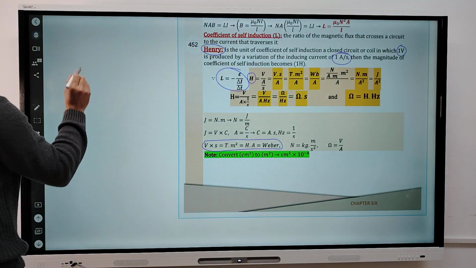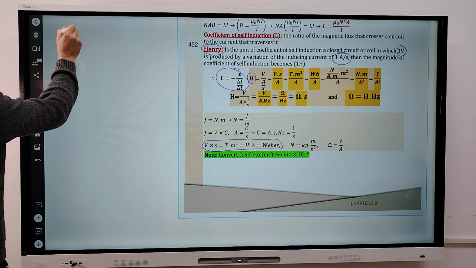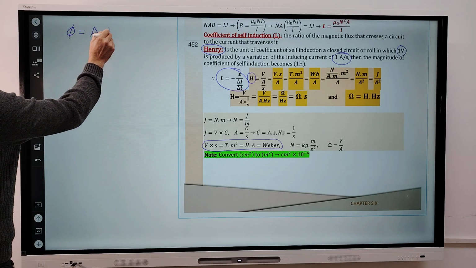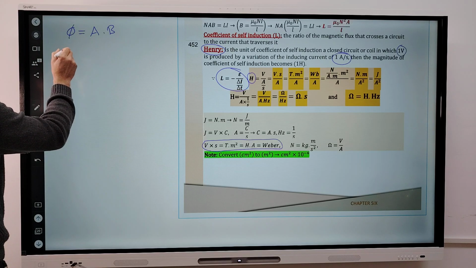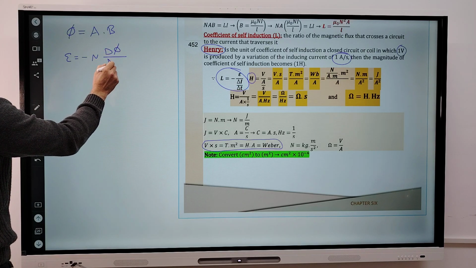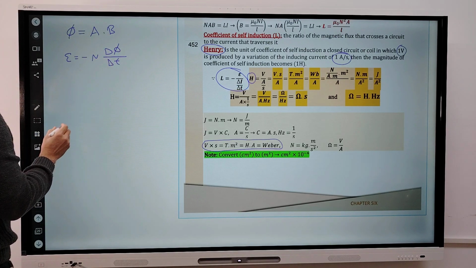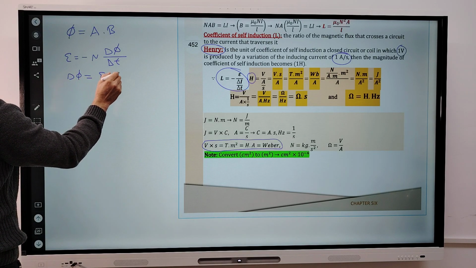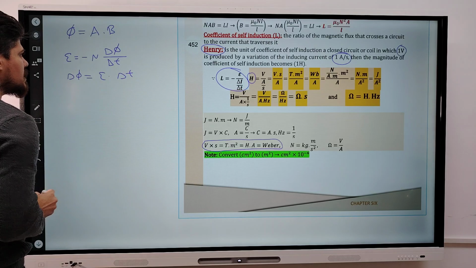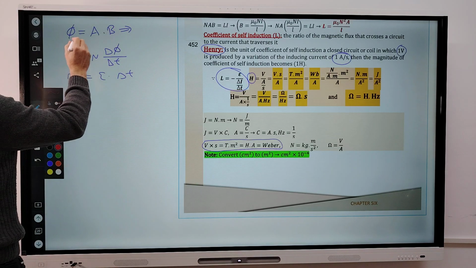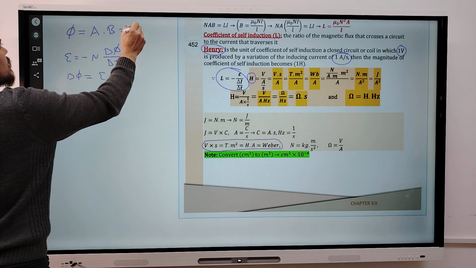Okay, because according to this equation, flux is equal to what? Is equal to A B. According to this equation, EMF, Faraday's law, flux over time, flux is equal to what here? Is equal to EMF times delta T. Look, here, the flux is measured in what? Weber.